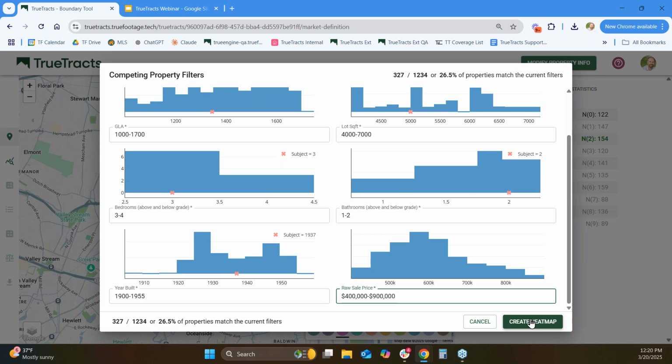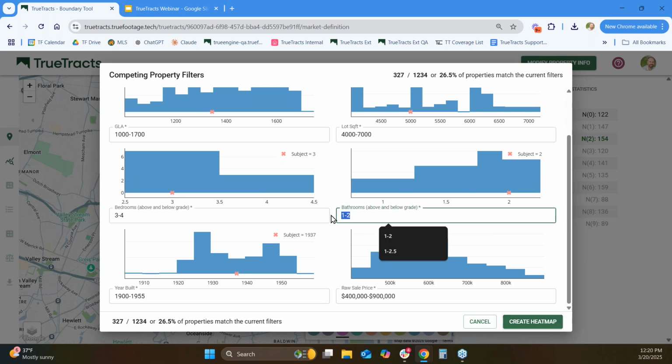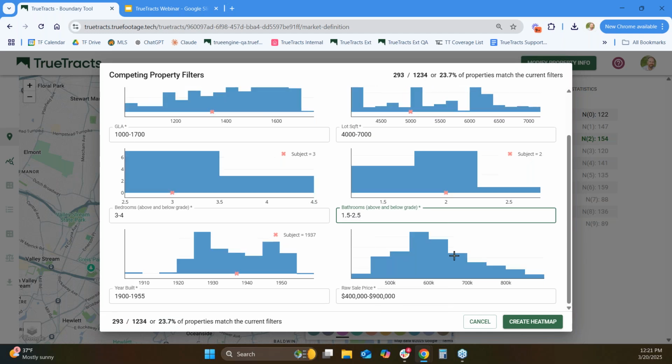So I'm going to click Create Heat Map. I have 327 properties. I have filtered out essentially 73.5% of the properties that were in that area. That's basically telling me I am filtering these down to properties that are competitive with the subject. Okay, I'm going to hit create heat map.